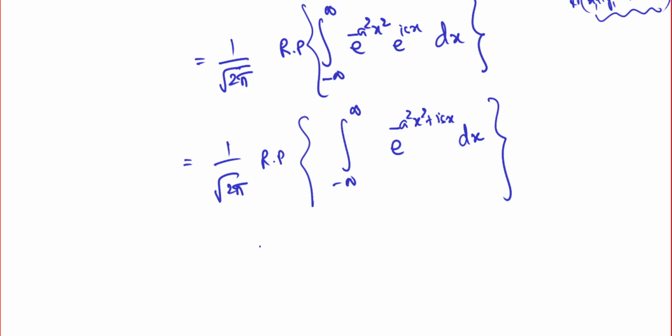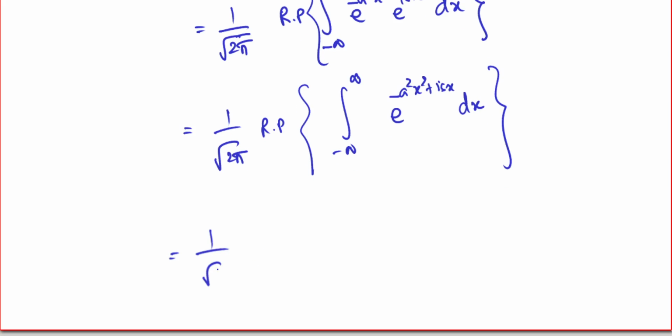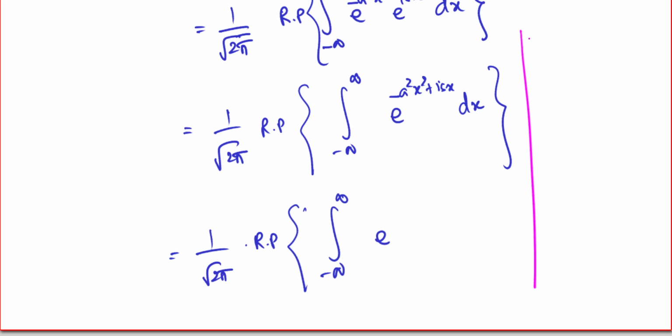Okay. So now you can complete the square here. So 1 divided by square root of 2 pi into the real part of the integral from minus infinity to plus infinity of e to the power. Let's take this into rough side: minus a square x square plus isx, which can be written as minus a square x square. Then I take a square outside, therefore this will give you minus a square times x square plus isx by a square, right?